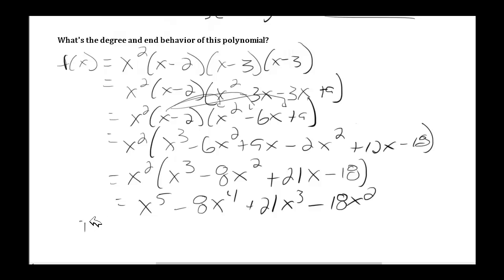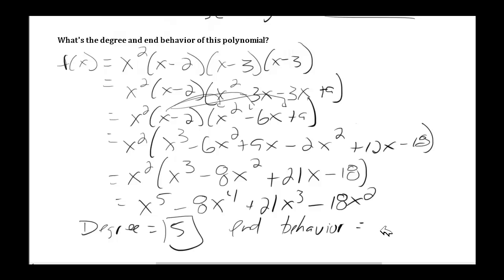So here I can see the degree, the biggest exponent, is a 5, and the end behavior is going to be x to the 5th. So that's the nice thing: once it's expanded out, you get these for free. Now this is a lot of work.